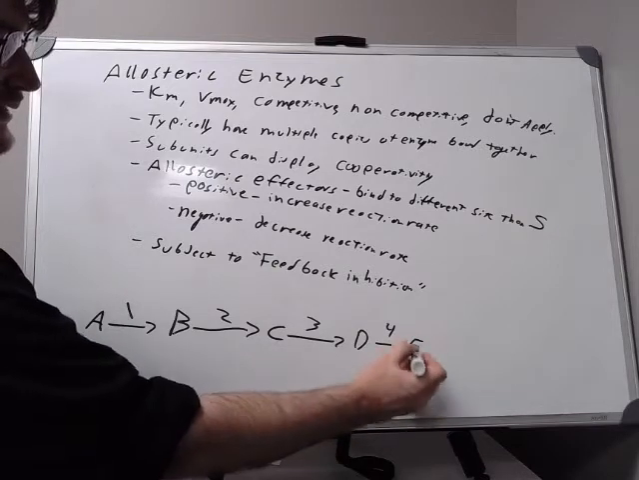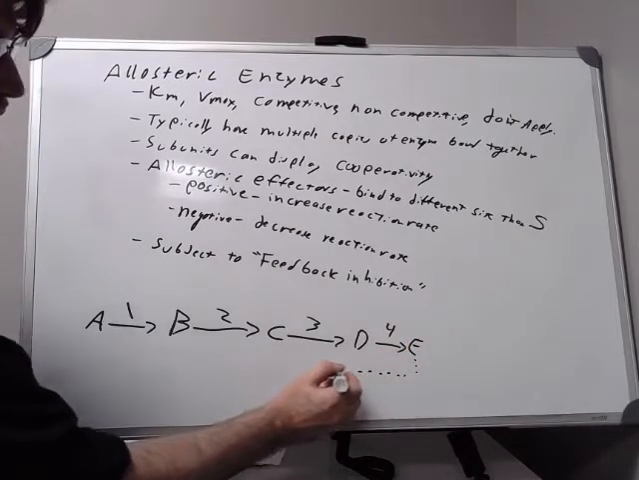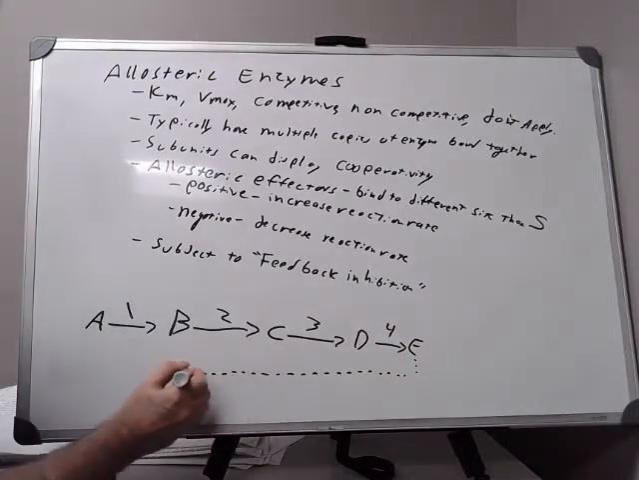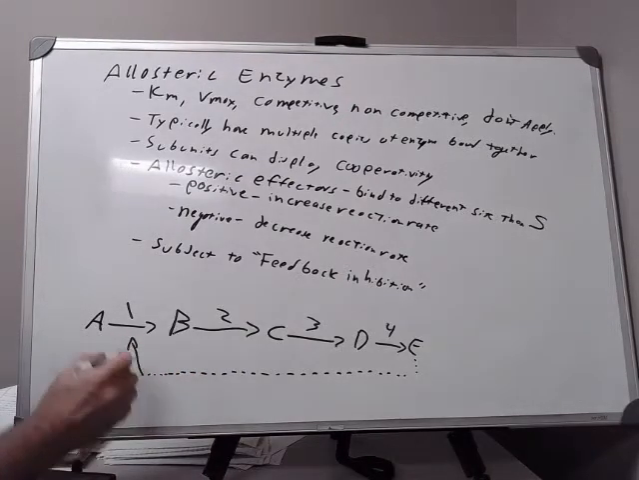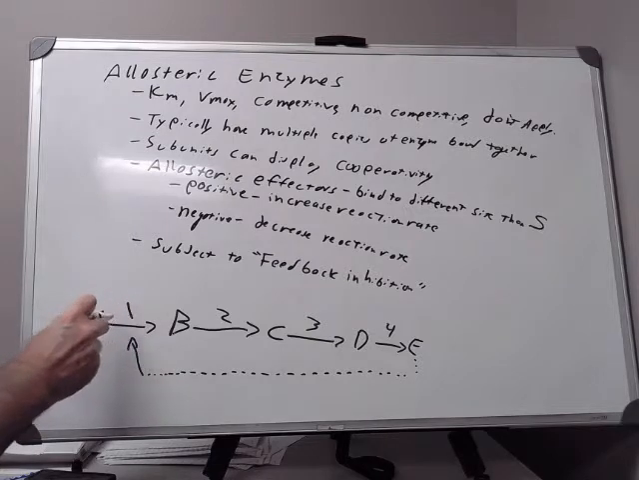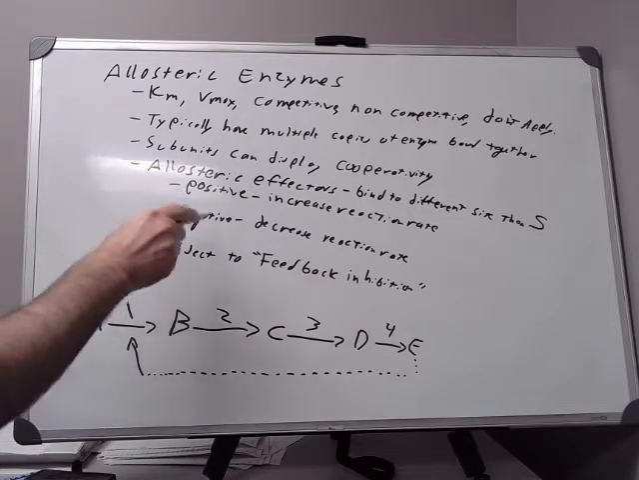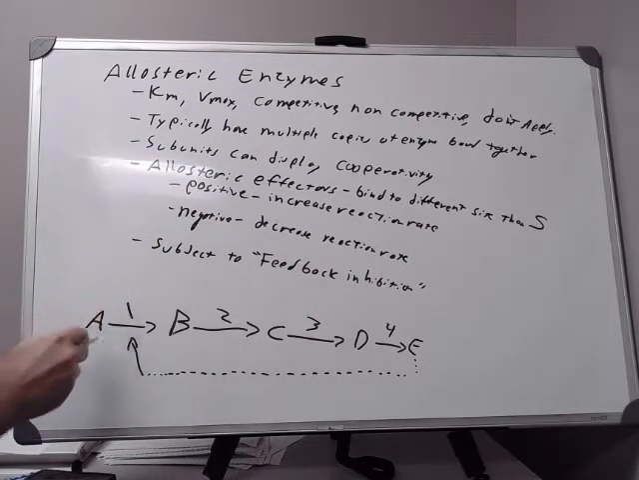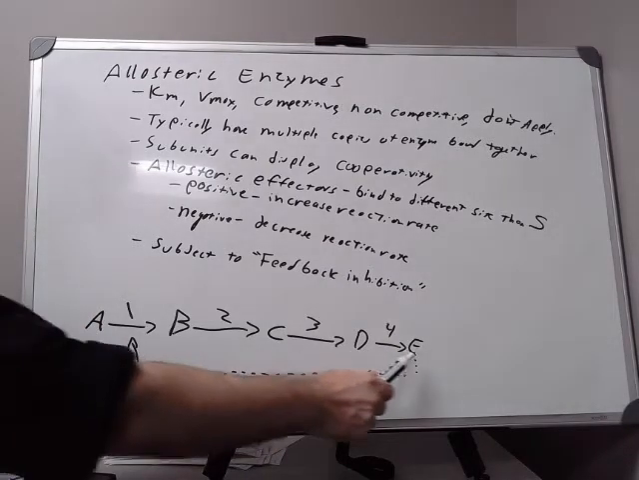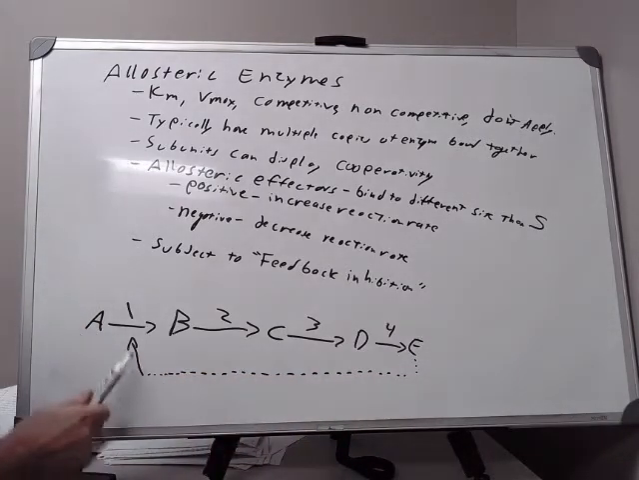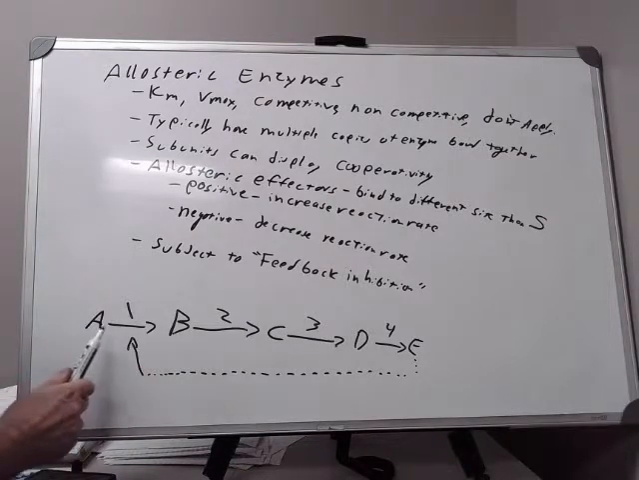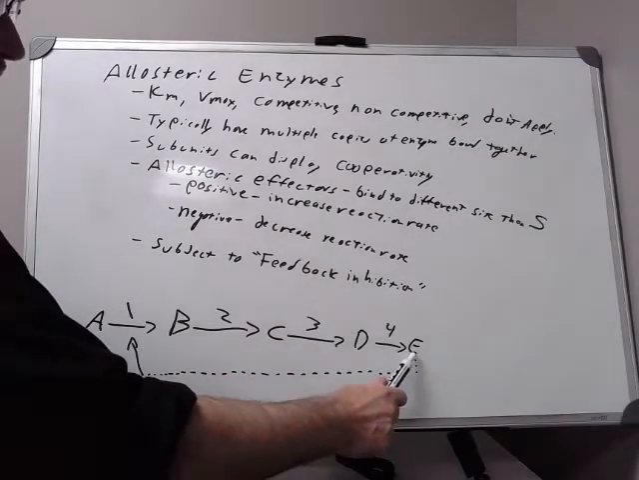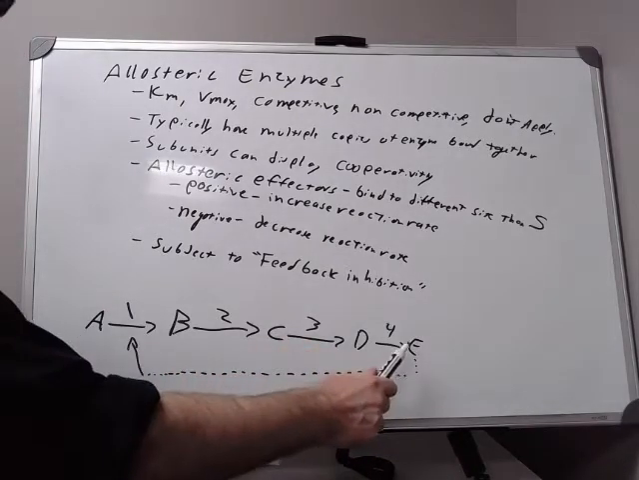finally product E comes back and acts as an inhibitor of enzyme 1. So it'll act as a negative allosteric effector of enzyme 1. And so the more E that we have, the slower A is converted to B. And so that reduces the amount of E that's produced ultimately.